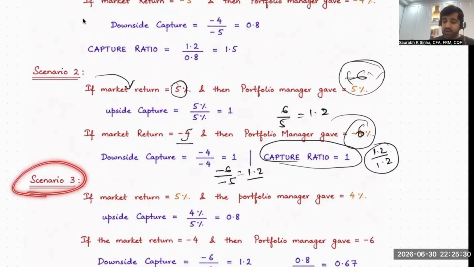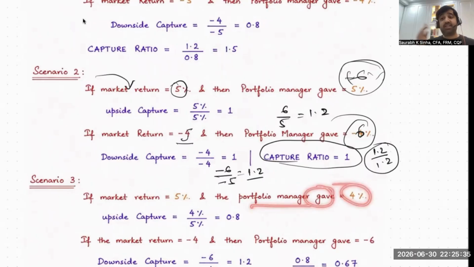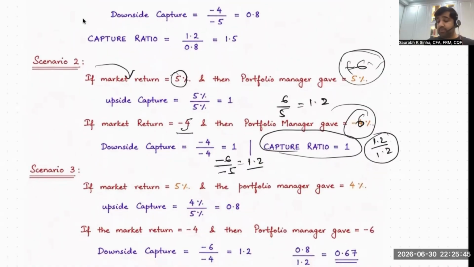Now, scenario 3, if the market is giving me a return of 5% and the portfolio manager gave me 4%, lesser than the market. So the upside capture is 4% divided by 5%, that is 0.8. However, if the market return is negative 4% and the portfolio manager gave minus 6%, the market is falling, but your portfolio is falling more. The ratio is 1.5. The capture ratio is upside capture, that is 0.8, and downside capture, that is 1.2. So the net is 0.67.